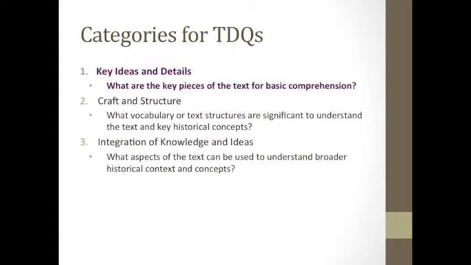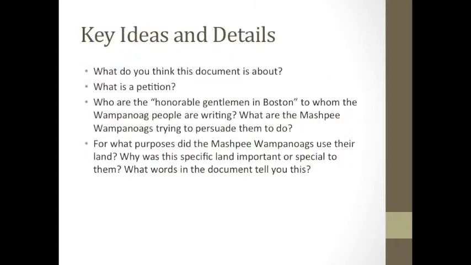So key ideas and details. Again, what are the key pieces of the text for basic comprehension? Examples from the Wampanoag document could be, what do you think this document is about? What is the petition? What is a petition? So the definition there. Who are the honorable gentlemen in Boston to whom the Wampanoag people are writing? And that's directly in the text. For what purposes did the Mashpee Wampanoags use their land? And again, these were all from the text. What words in the document tell you this? So you're getting students to look specifically at the text to answer their questions.